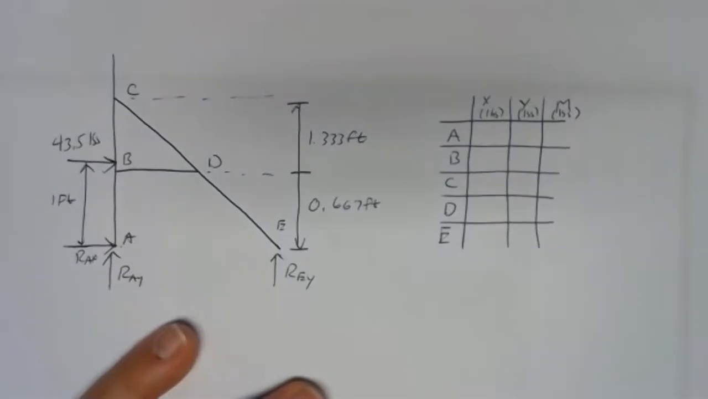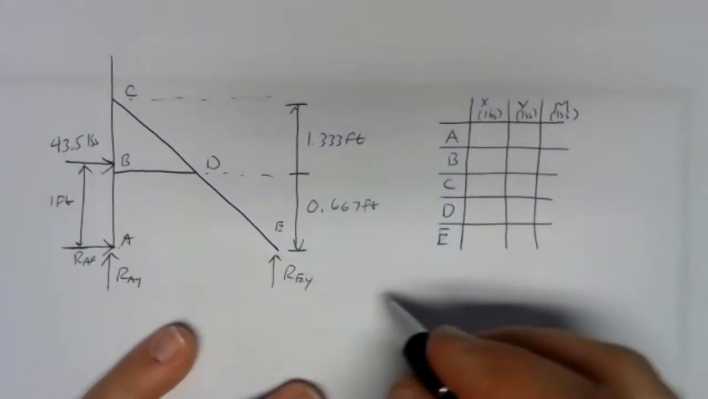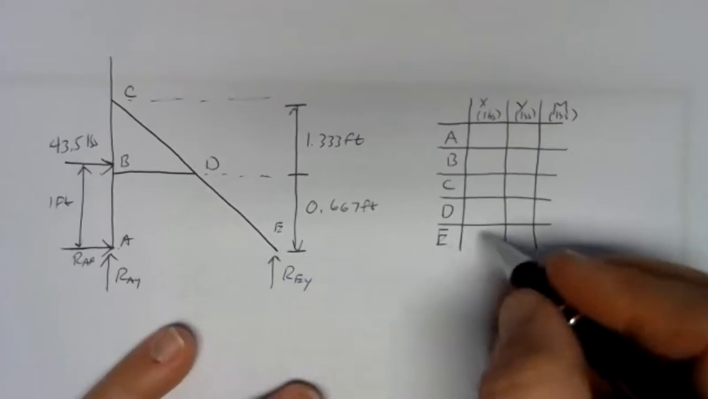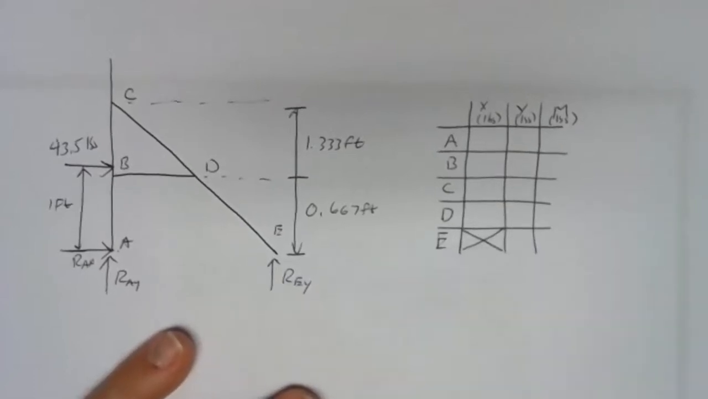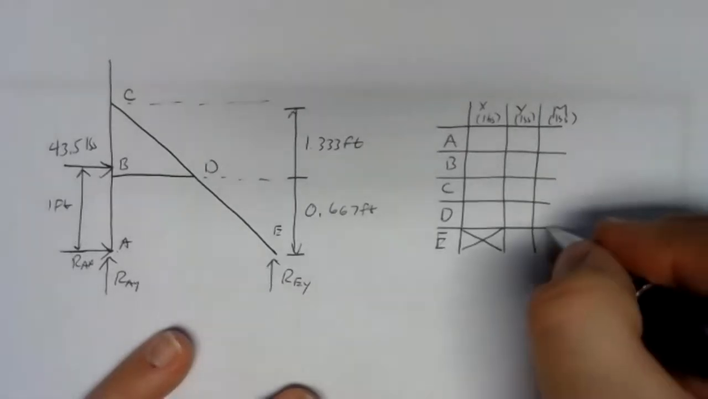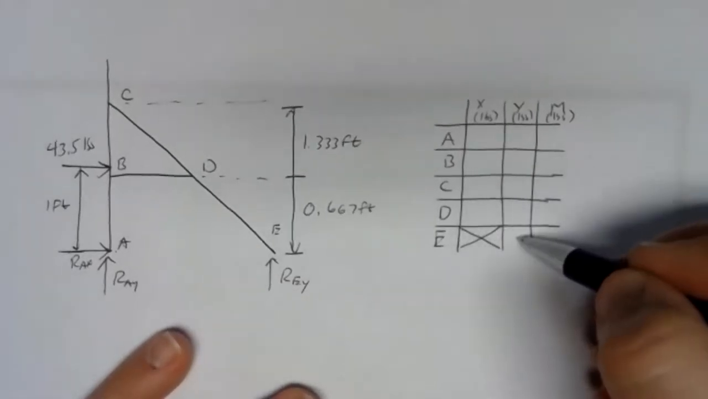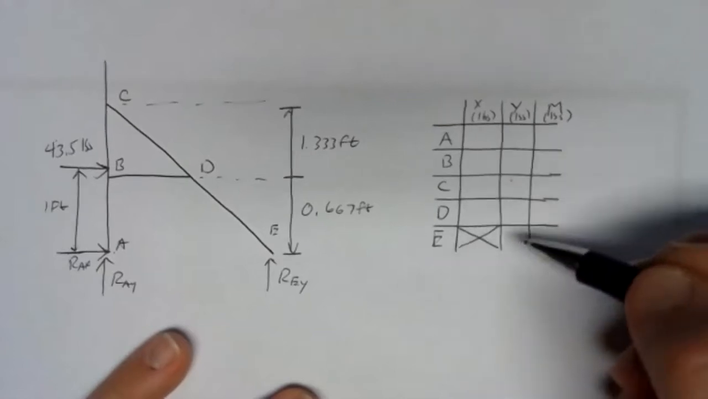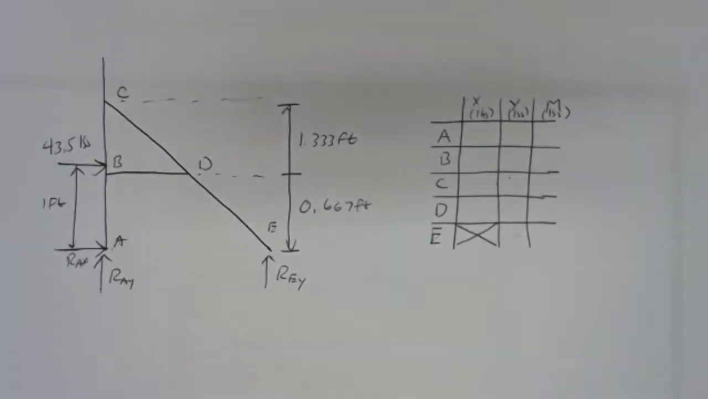And another difference between this problem and the last one is that we have a roller at E, which means E is only going to have a Y direction reaction. There is no X direction reaction, so we can cross that one out. That's where we get our 9 unknowns. 1 there, and then 2, 3, 4, 5, 6, 7, 8, 9. So 2, 4, 6, 8 plus 1 more, 9. So 9 unknowns.